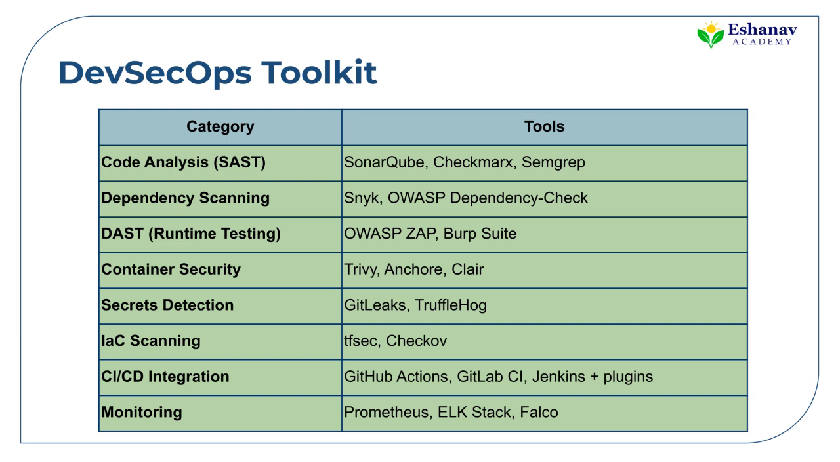For example, SonarQube can catch bad coding patterns before you commit. Snyk highlights vulnerable libraries. OWASP ZAP tests your app as if it were under attack. Trivy scans containers, while Gitleaks stops secrets from leaking. Together, they form an ecosystem that makes continuous security possible, without slowing you down.